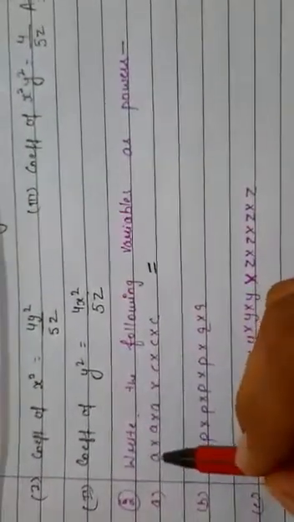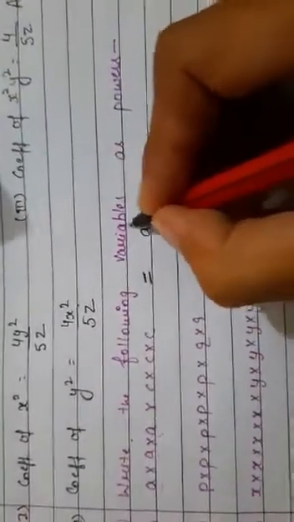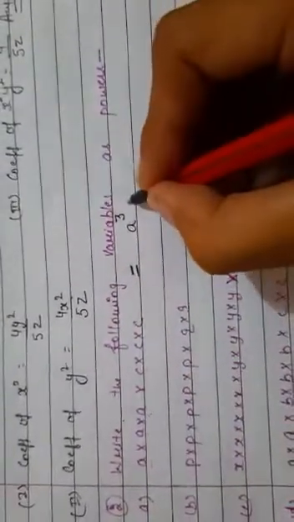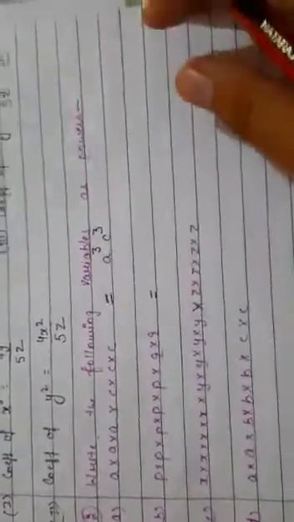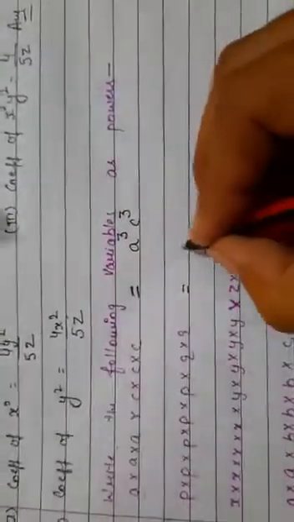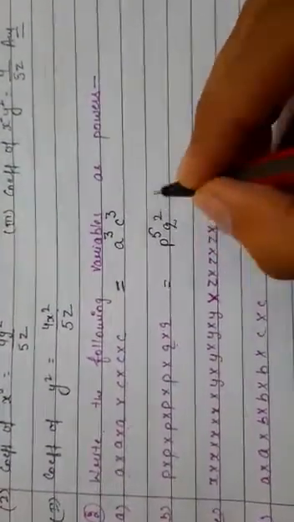See, a multiplied by a multiplied by a: 1, 2, 3 times a is coming, so we will write it a power 3. C: 1, 2, 3, c also comes 3 times, c power 3. Like this way you can write these in the form of powers. Now see here, 1, 2, 3, 4, 5: p comes 5 times, p power 5. Q: 1 and 2, q comes 2 times, q power 2.